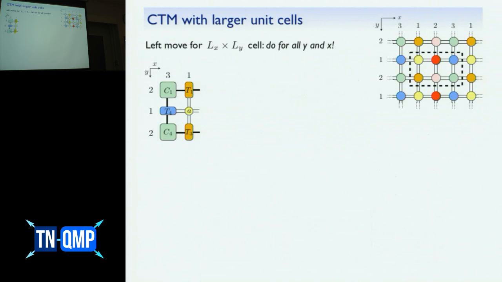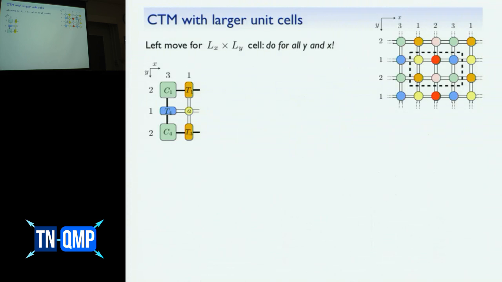So let's start with the left move here, where we have this reduced tensor here in the middle, the yellow one. And then you see the environment tensors that we have to connect to this yellow tensor are here the blue edge tensor. So that's a blue edge tensor here. And then the corner tensor at this position and corner tensor at this position. So these are the green ones here. And here orange and orange. So that's the T1 and T3 here, right? So that's the environment we have to use for this yellow A tensor.